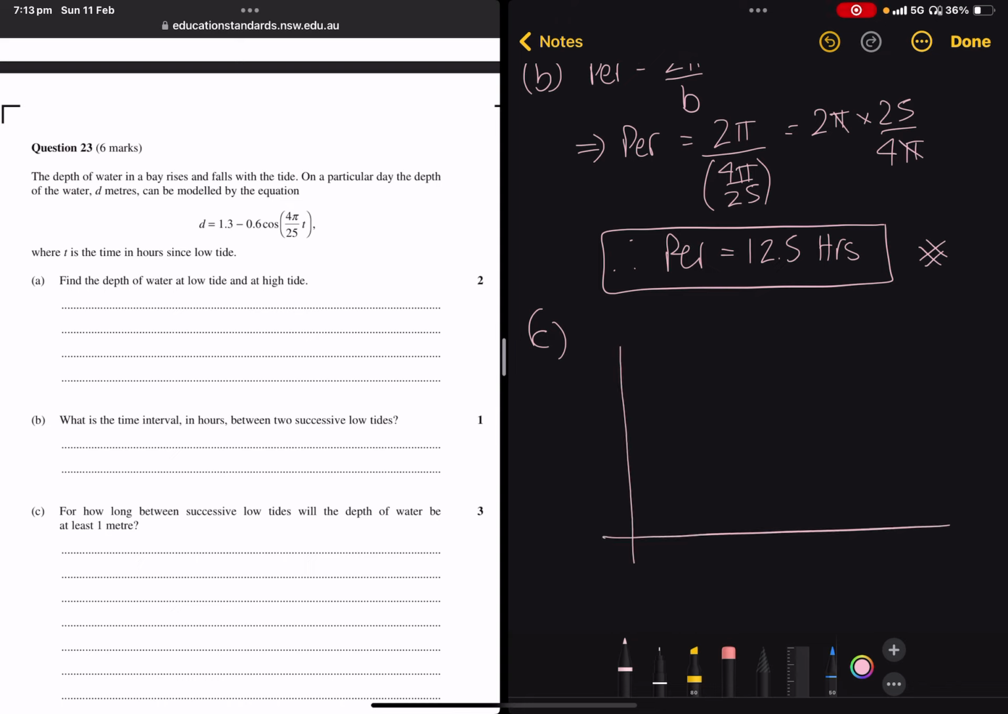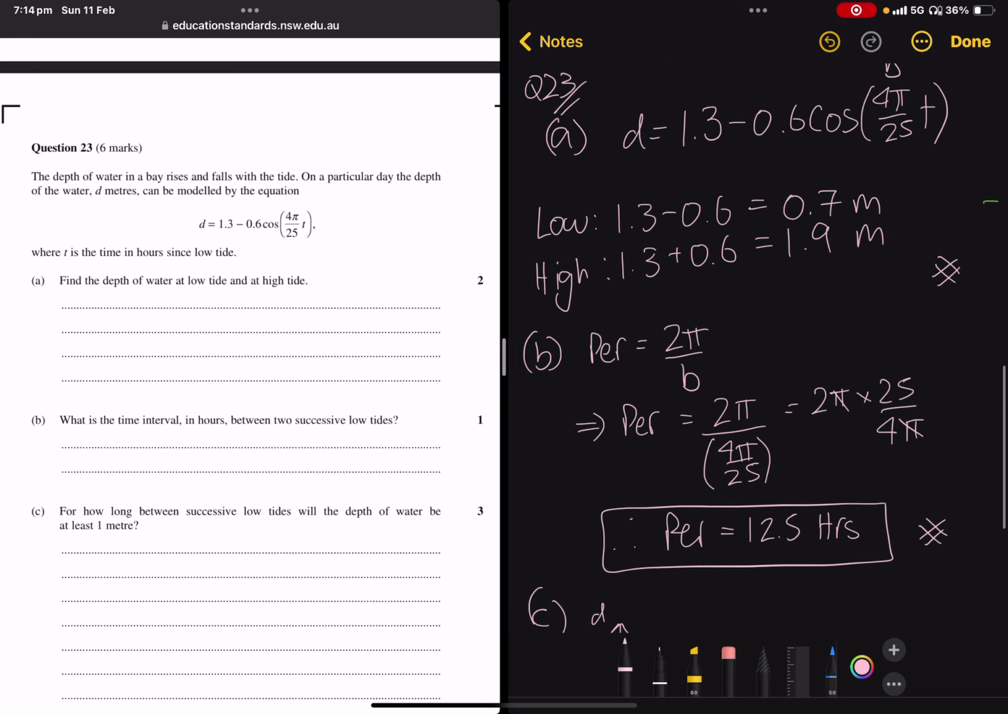So this thing is centered at 1.3. So we'll call this 1.3. We'll call this 1.9, which is high tide. We'll call this 0.7, which is low tide. So it oscillates between the upper tidal band and the lower tidal band. Its period is 12.5 hours, which means from wherever it starts, it will do one full repetition when time is 12.5. And we might call this depth.